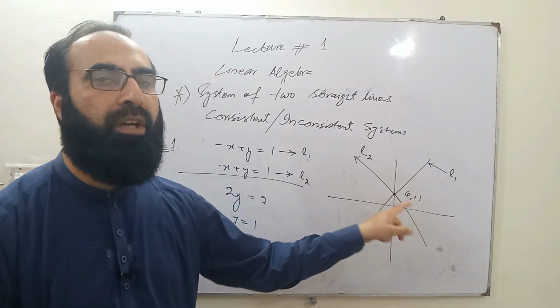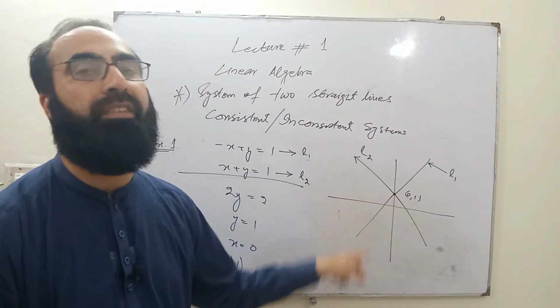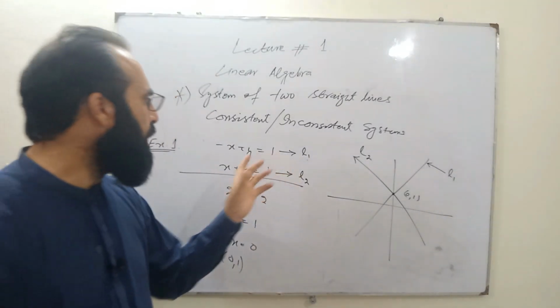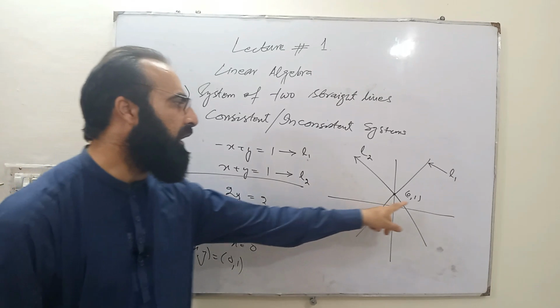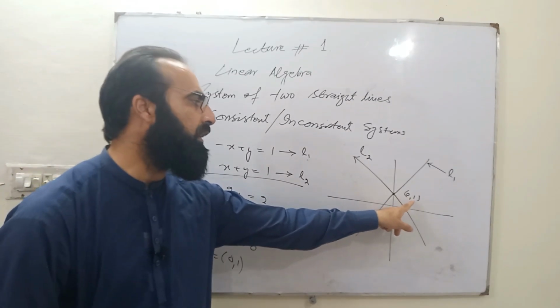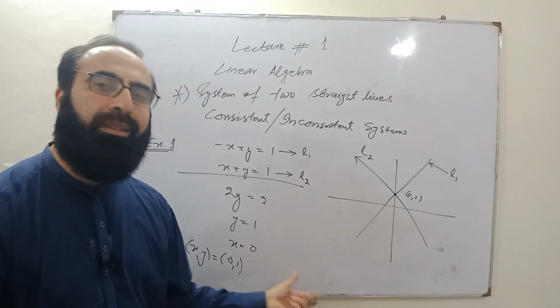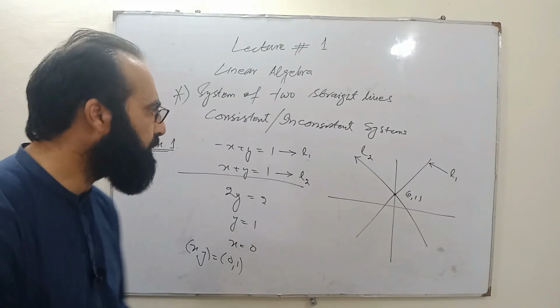Remember, the point of intersection of straight lines is representing the solution of the system. So this system has a solution. Graphically we obtained its solution (0, 1). Look at the solution, both are the same, but the techniques are different.